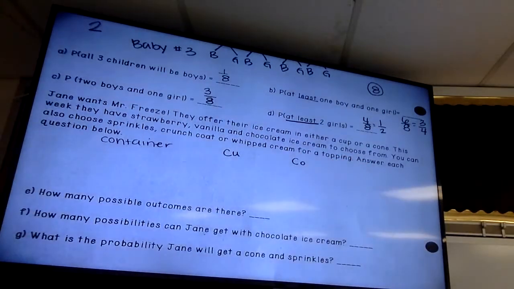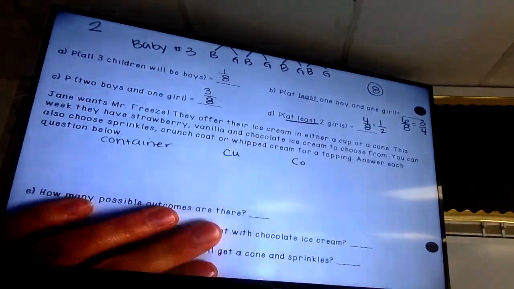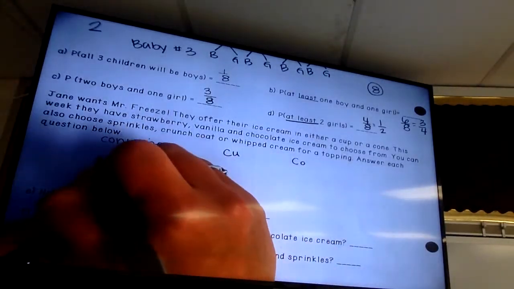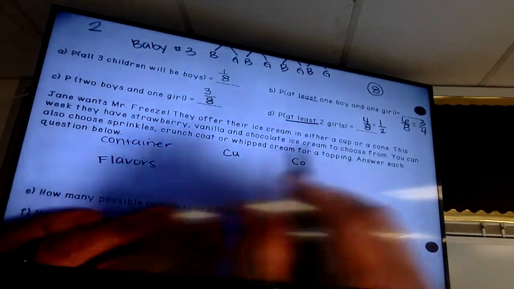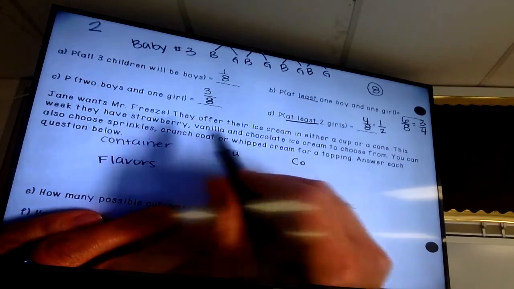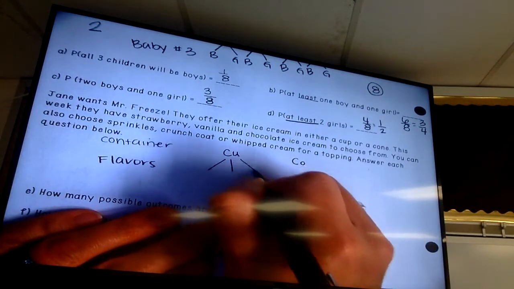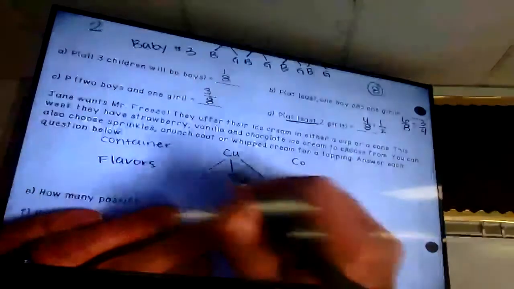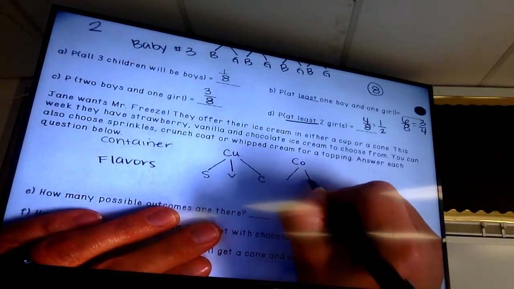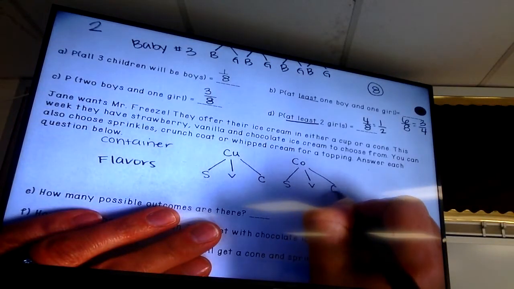And don't write too big because this tree is rather long, so save yourself some room. So our container can either be a cup or a cone. And then I have flavors of ice cream. That's going to come next. And I look, and there's 3 flavors, strawberry, vanilla, and chocolate, which means each of these get 3 branches. Strawberry, vanilla, and chocolate. And if I did that for cup, I also have to do the same 3 branches for cone. Strawberry, vanilla, chocolate.